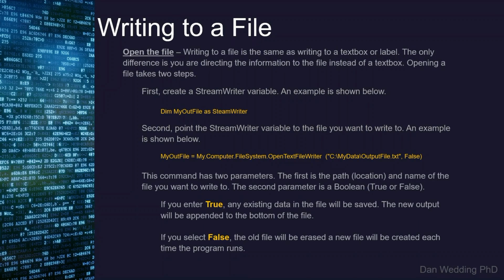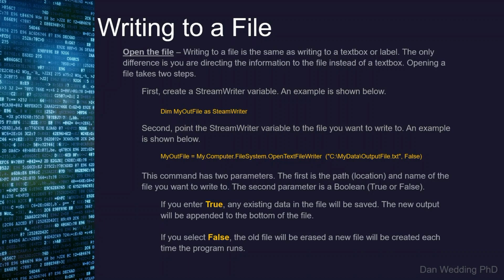Writing to a file is the same as writing to a text box or label. The only difference is you're directing the information to the file instead of a text box. Opening a file takes two steps. First, create a StreamWriter variable. An example is shown below. Second, point the StreamWriter variable to the file you want to write to. An example is shown below.